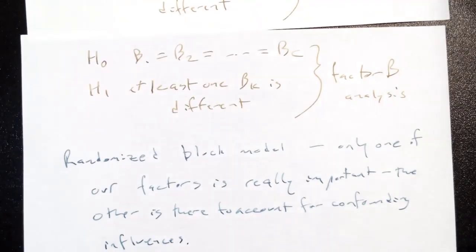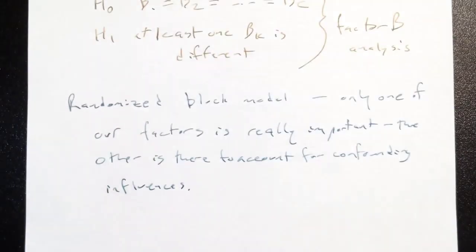Now that's an interesting phrase. What's a confounding influence? I promise we'll come back to that. We will use that more often. But a confounding influence is something that affects our factor that is known.